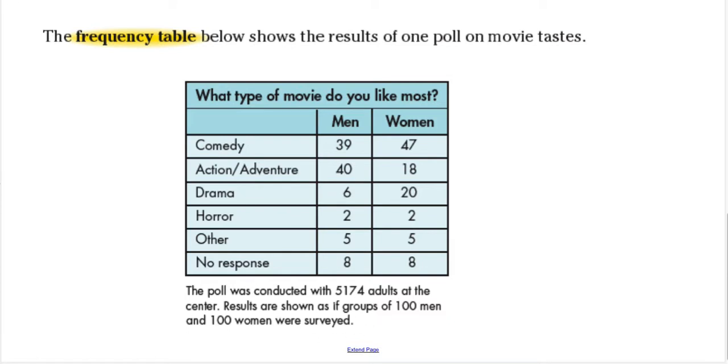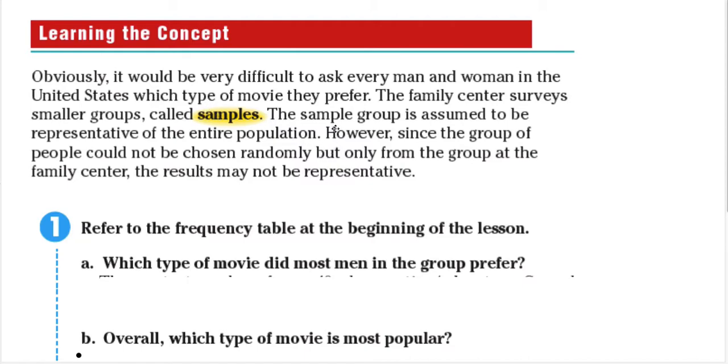Okay, so how do we use this? Let's learn some things about this. Obviously, it would be very difficult to ask every man and woman in the United States which type of movie they prefer. The family center surveys smaller groups called samples. The sample group is assumed to be representative of the entire population. It simply means that it should represent the population, with no biases.